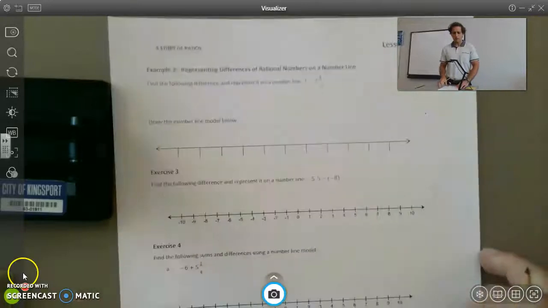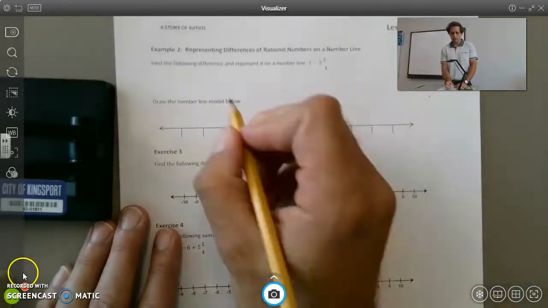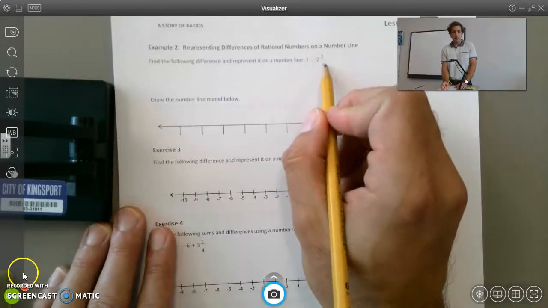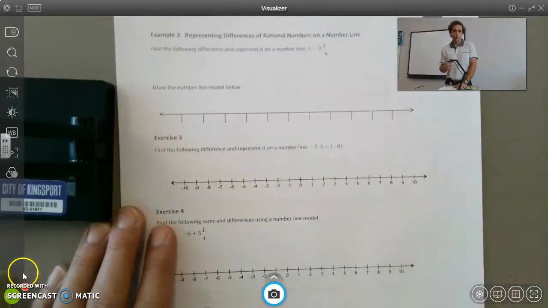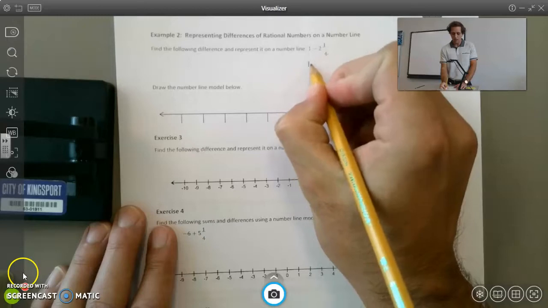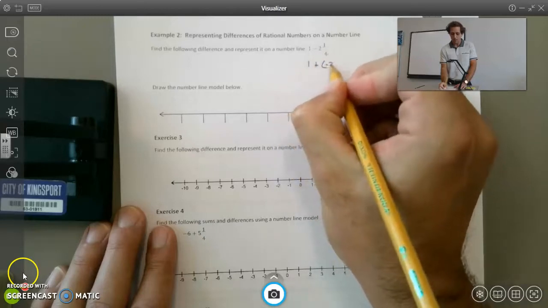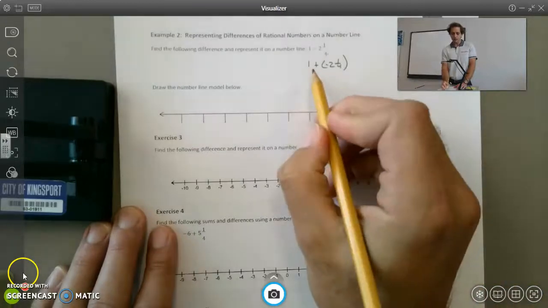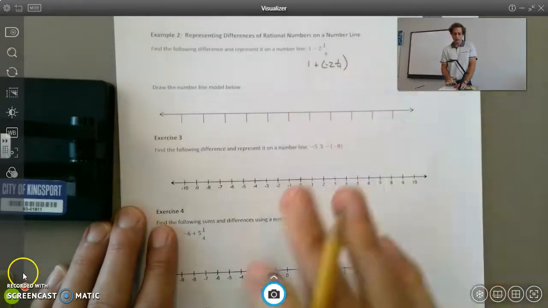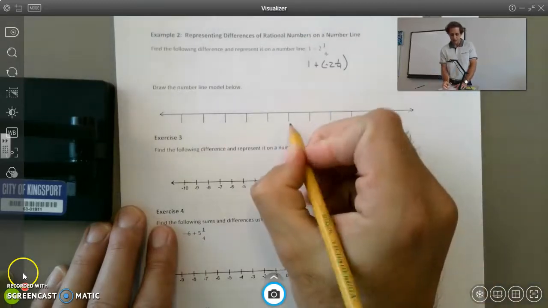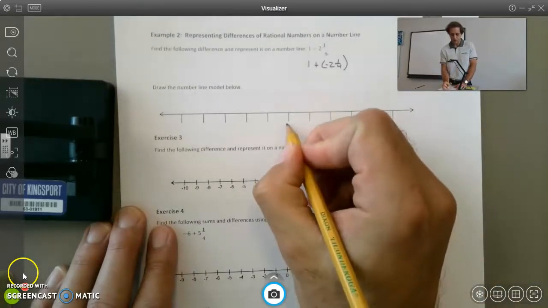Okay, example 2. Find the following difference and represent it on a number line. 1 minus 2 1/4. Okay, so we want to rewrite all subtraction as addition. That's where we're at in our 7th grade math right now. So I want to rewrite this as 1 plus negative 2 1/4. And the reason is now I have two vectors. I have a positive vector and a negative vector, and I can just add them together. I'm not removing vectors. That would be harder than it needs to be.